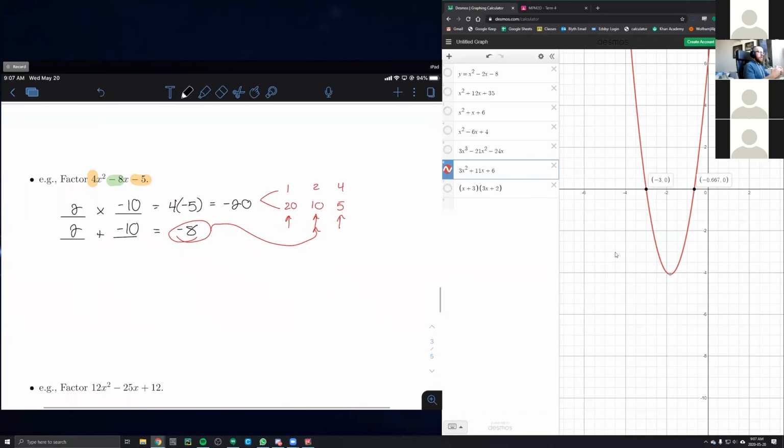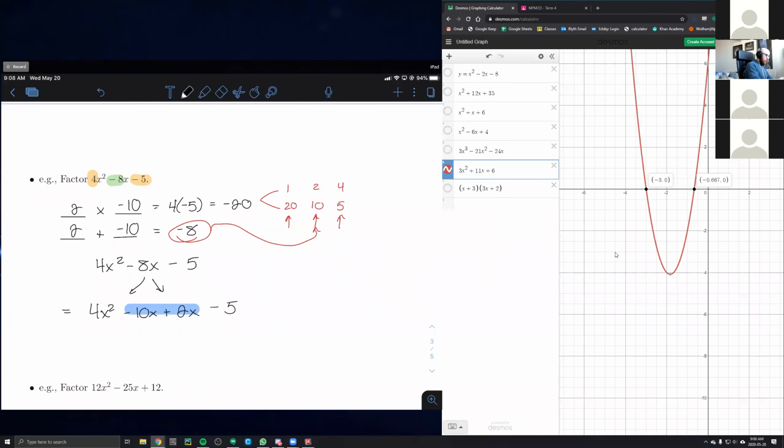Okay, and then we go through the decomposition step. Our next step, we're going to take our original quadratic and split up the middle term into two separate terms based off the numbers that I just found. So we have 4x squared minus 10x plus 2x minus 5. One thing to note here is that it doesn't matter which order you put those two terms in. It doesn't matter if you go negative 10x plus 2x, or 2x minus 10x. You'll get the same result in the end.